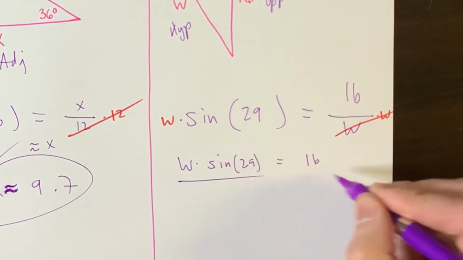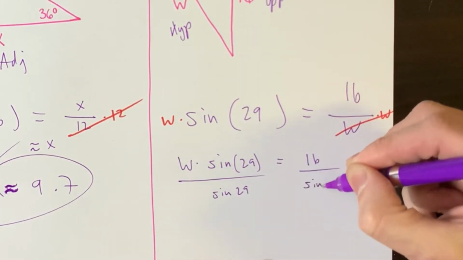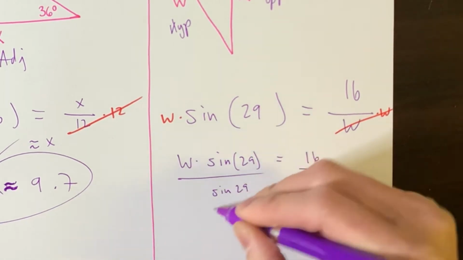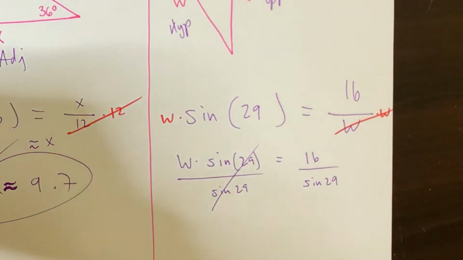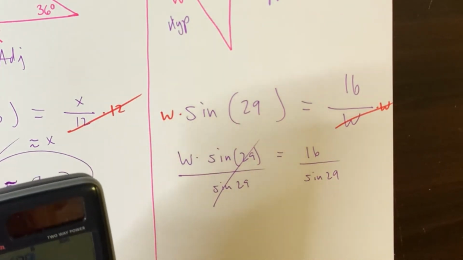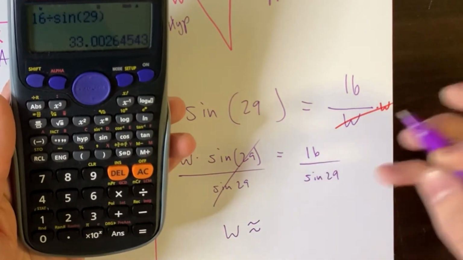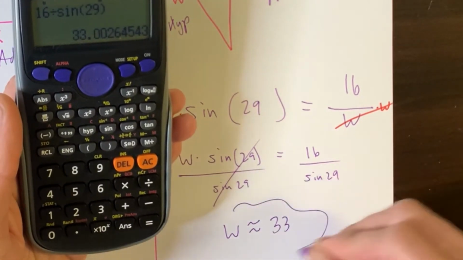Now look, sine of 29, it's just a number. That's all it is. So you can divide by that number to get W alone. And then we can type that in. And we can round this answer so that W is about 33, close to 33.